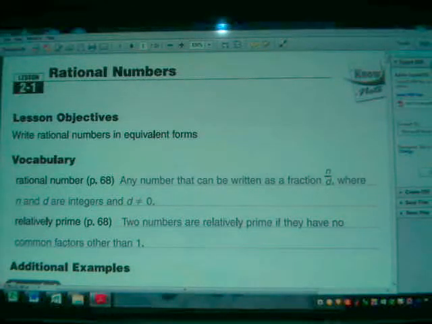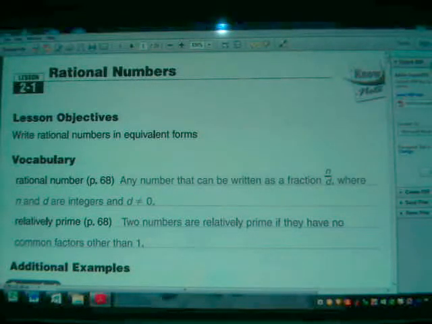Now, of course, they've used n over d there because n and d stand for numerator, which is the top part of a fraction, and d, which stands for denominator, which is the bottom part of a fraction. So all they're really saying is if you can write it as a fraction, which most things can be, that is what would make it a rational number.